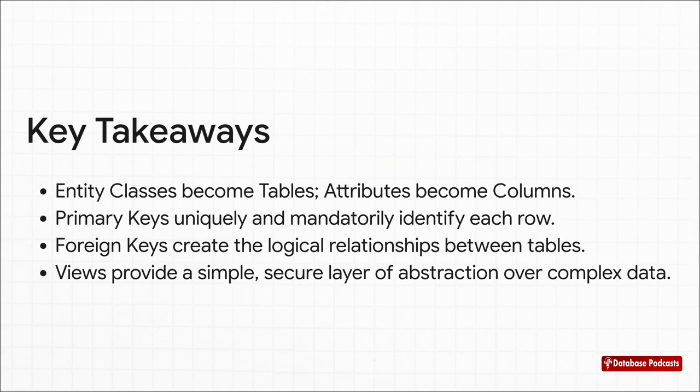So let's just quickly recap the 4 absolute cornerstones of this whole process. We turn our abstract concepts into concrete tables and columns. We enforce uniqueness with primary keys. We build those crucial relationships with foreign keys. And finally, we simplify access and add security using views. Nailing these steps is the key to any great relational design.